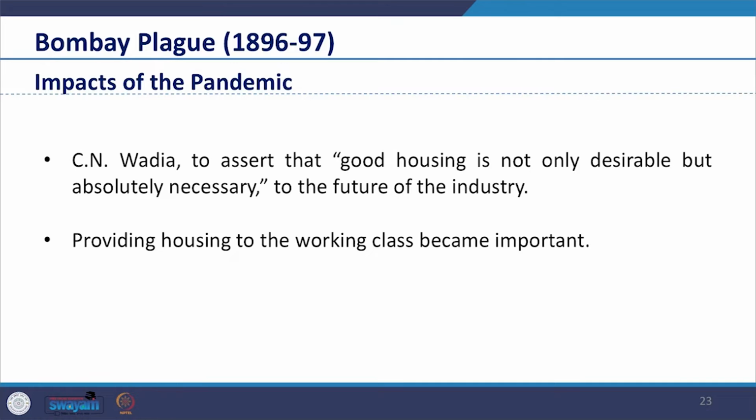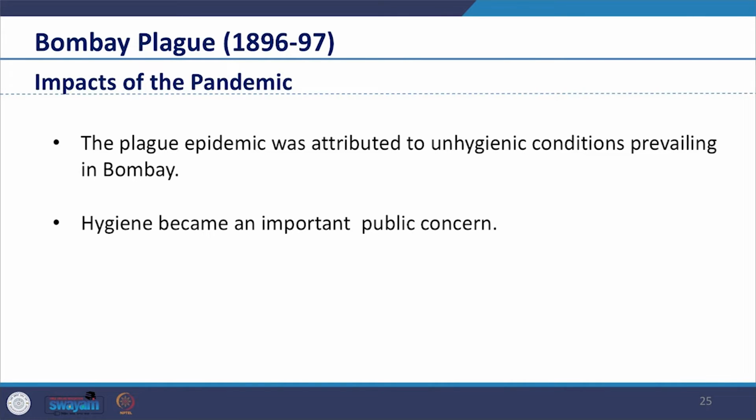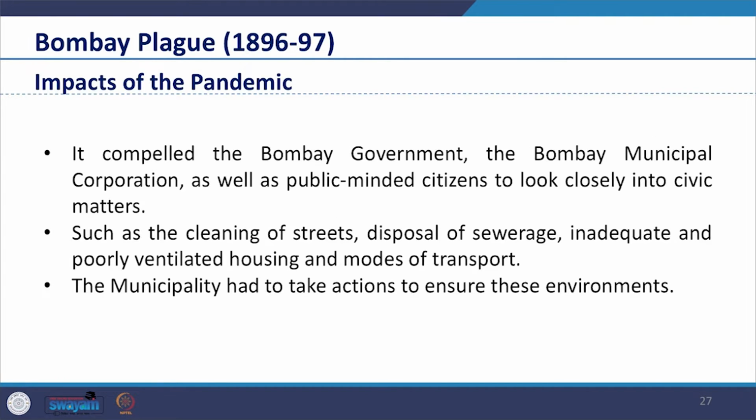So we see here how providing housing to the working class became important. The plague epidemic was attributed to unhygienic conditions prevailing in Bombay. We see hygiene became an important public concern. It compelled the Bombay government, the Bombay Municipal Corporation, as well as public-minded citizens to look closely into civic matters such as cleaning of streets, disposal of sewerage, inadequate and poorly ventilated housing, and modes of transport. The municipality had to take actions to ensure these environments.